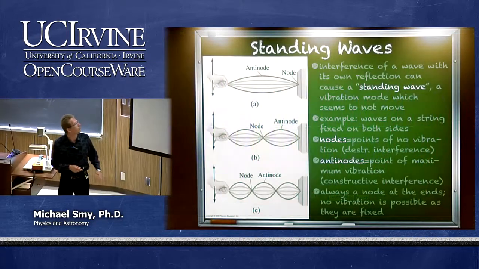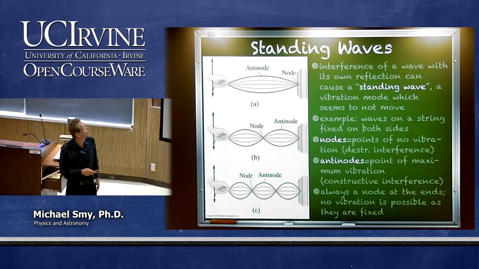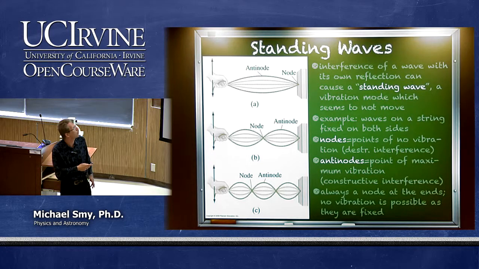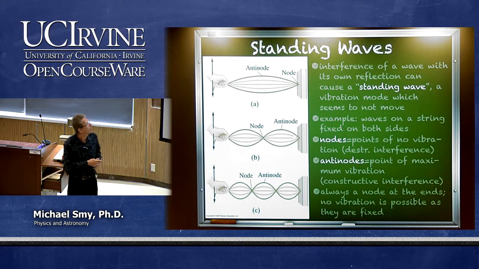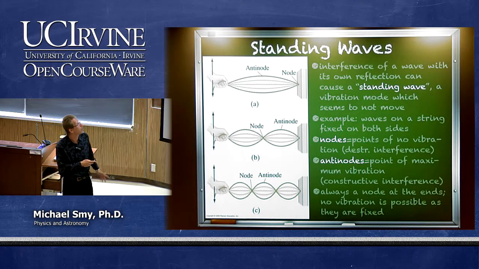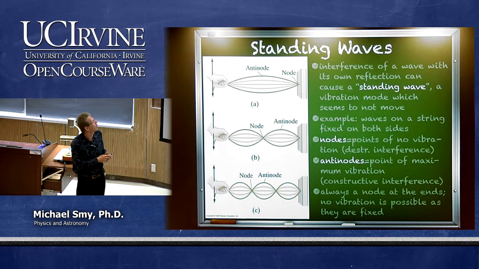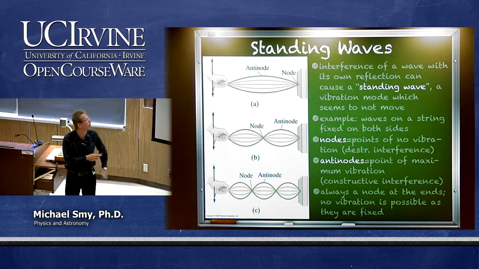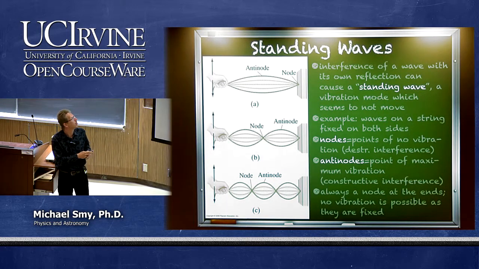We can demonstrate that with a string that is fixed on one side, and then try and excite those vibration patterns. And those vibration patterns are often called vibration modes also. And they are characterized in this case, since it's just in one dimension, by regions which do not move, called nodes, and regions that do move maximally, which are called antinodes.